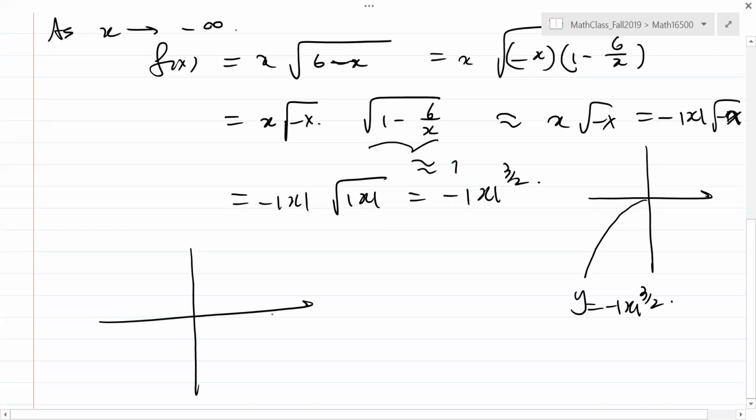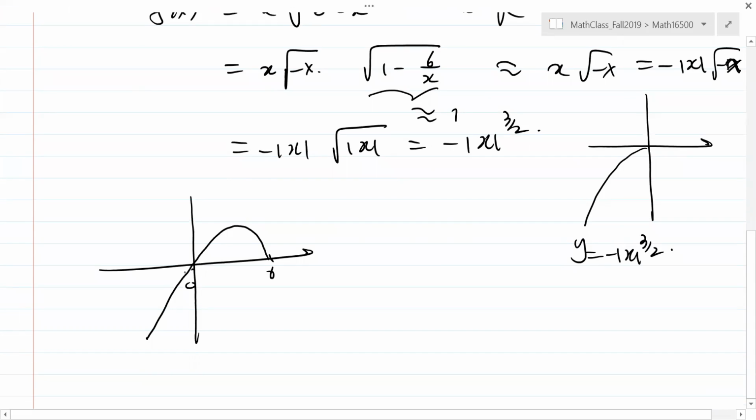If you go back to the picture, here's 6, here's 0. I think the graph looks like that, not concave up. I'm pretty sure. And its asymptote is not going to be horizontal. Its asymptote is going to be like that, y equals negative x to the 3/2. They're getting close. It's a rough estimate. All right, so now we are ready to find the derivative.